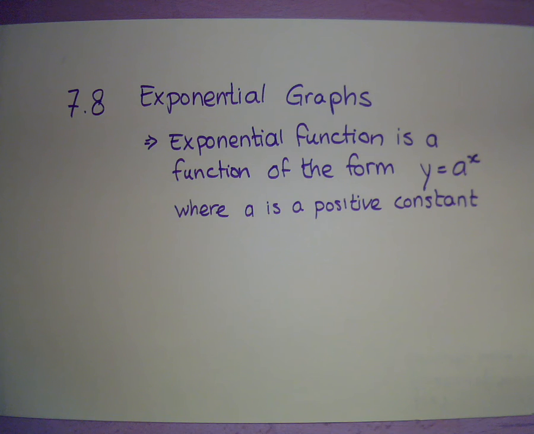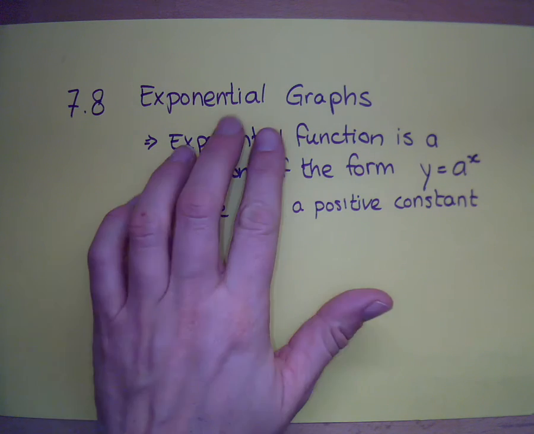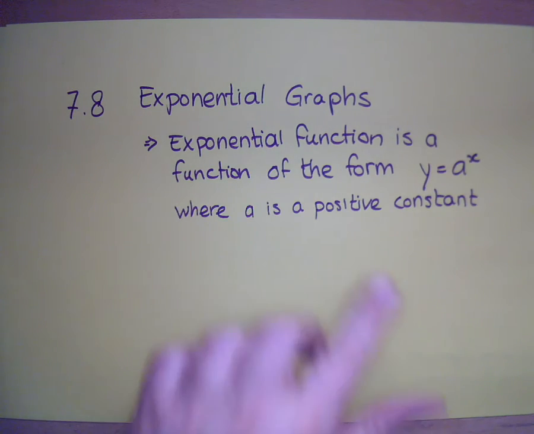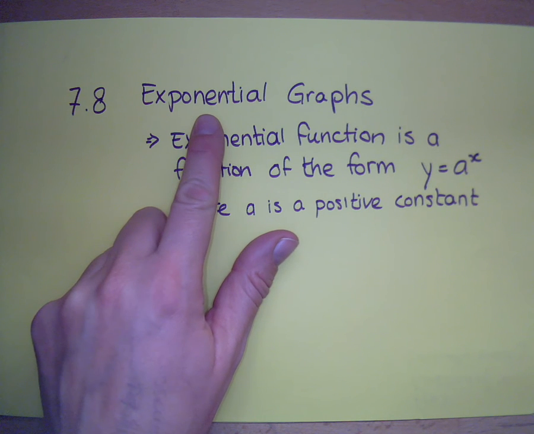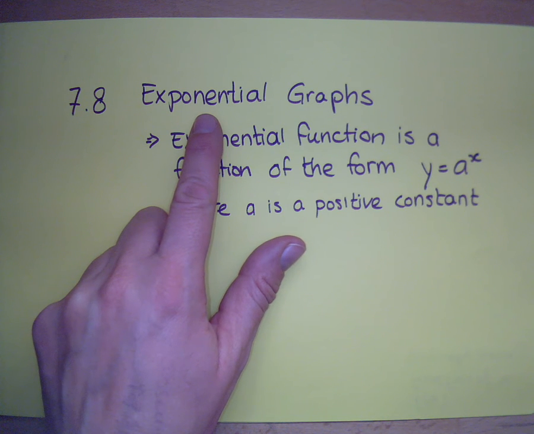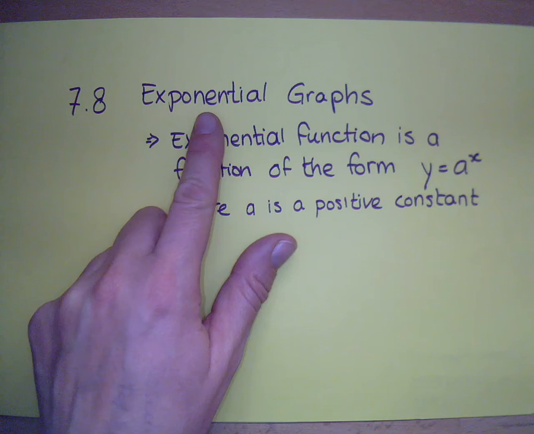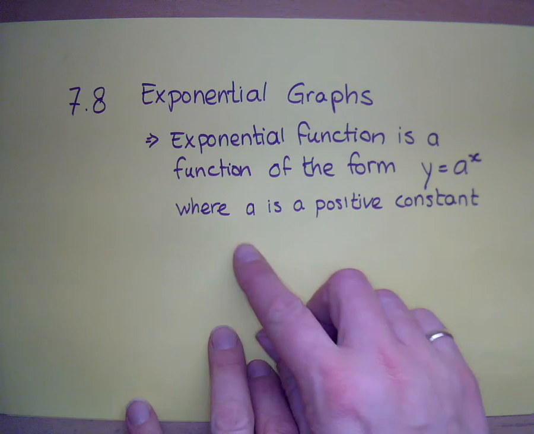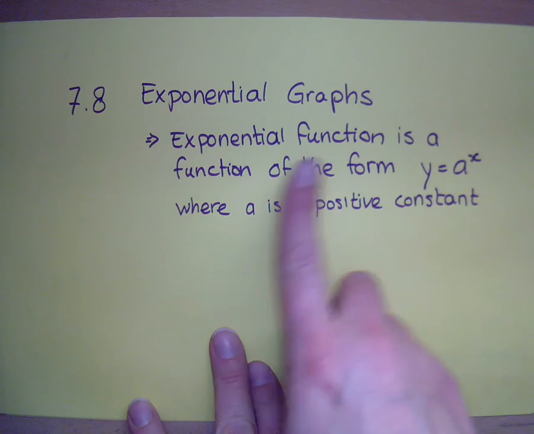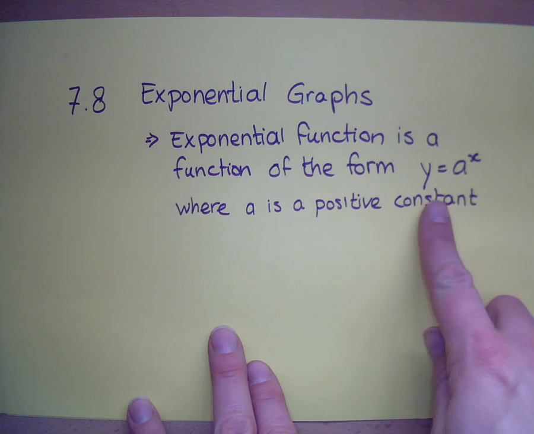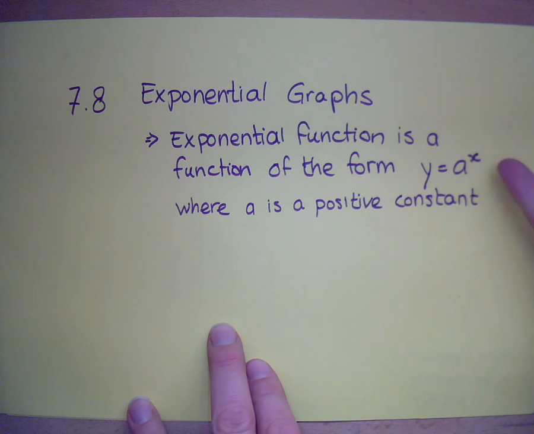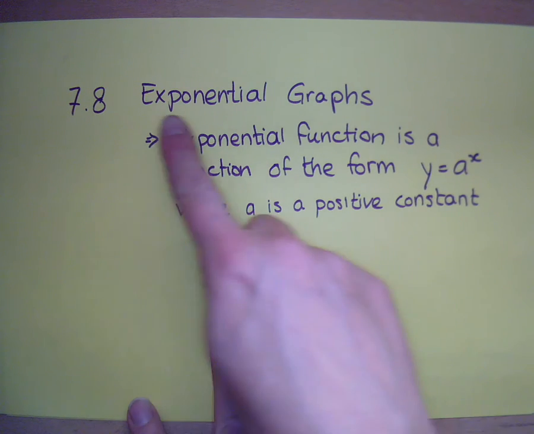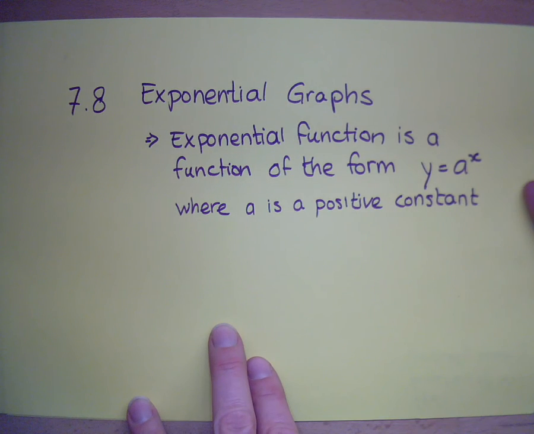Today we're talking about exponential graphs. It's a graph that's exponential, that has the word exponent in there. So there's going to be an exponent somewhere, and our exponent is going to be x. So the definition of an exponential function is a function of the form y equals a to the power of x. So you see x here is the exponent. That's why it's called an exponential function.